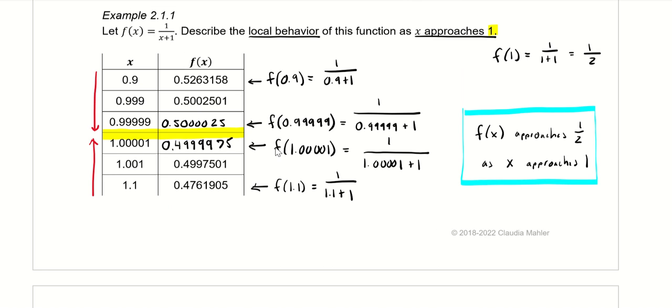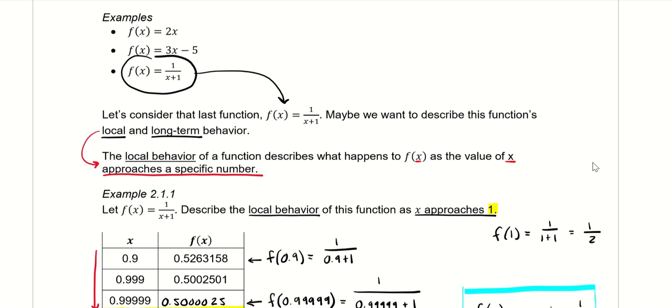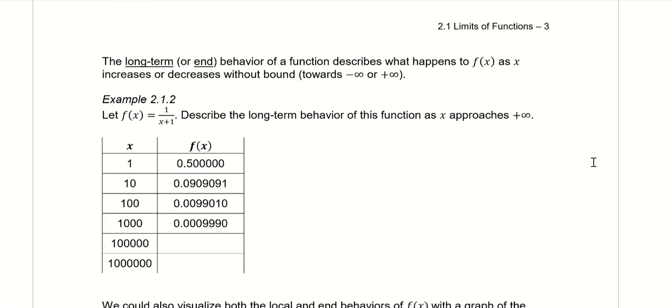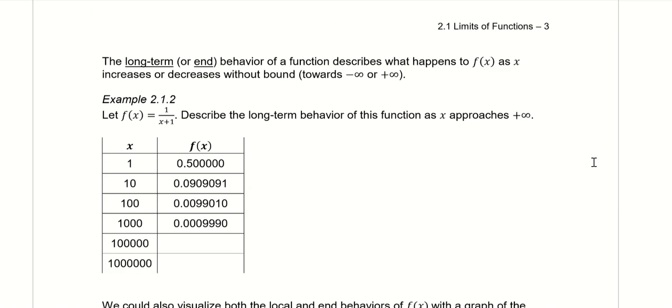So that's a description of the local behavior of this function as x approaches 1. It looks like the function is going to approach 1/2 as x approaches this specific number. Now, the other type of behavior we can talk about describing is the long-term behavior, and I've got that on the next page. The long-term, contrasting to the local, sometimes called the end behavior of a function, describes what happens to our function f of x as x increases or decreases without bound, or in other words, as x goes toward either positive or negative infinity.